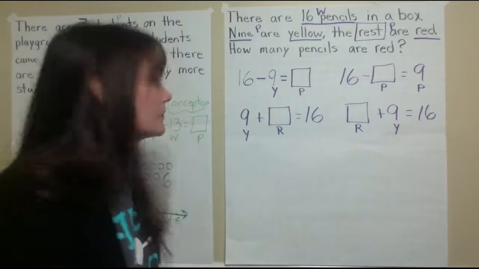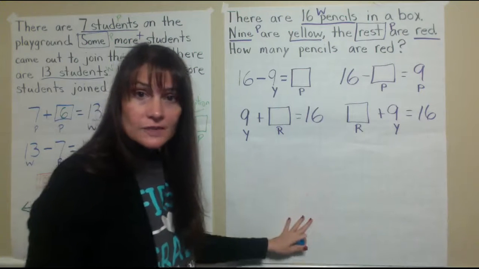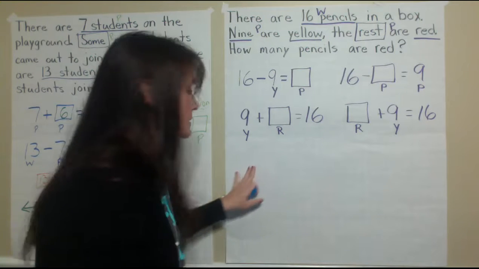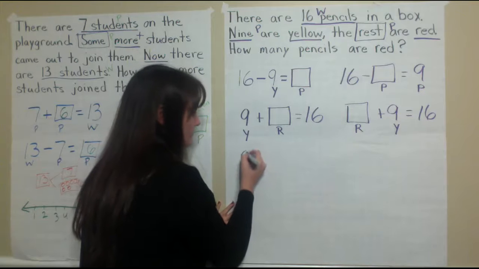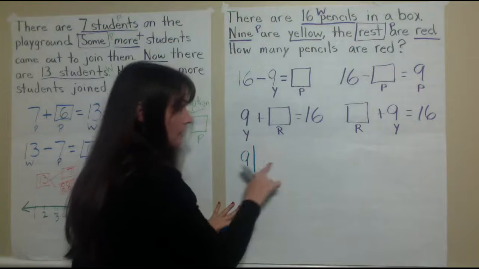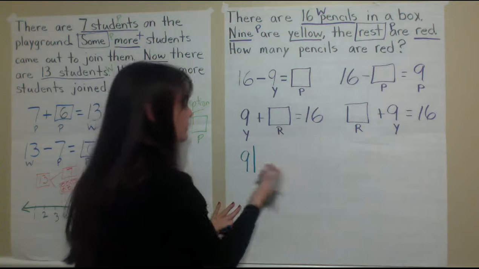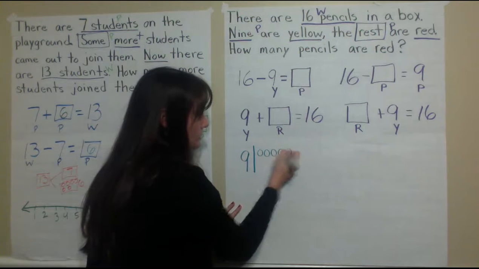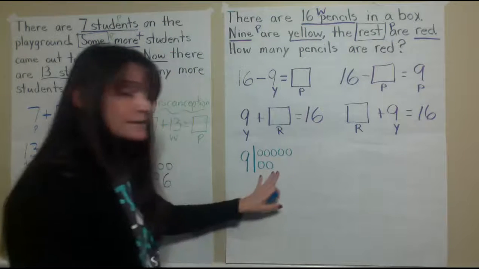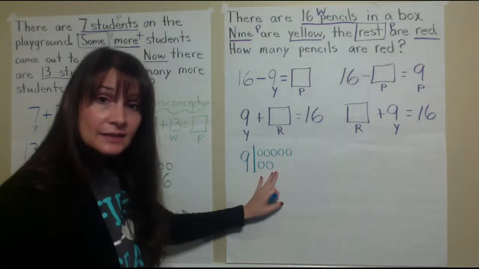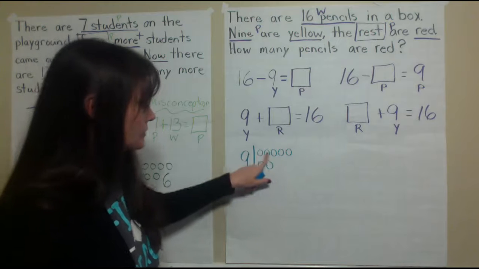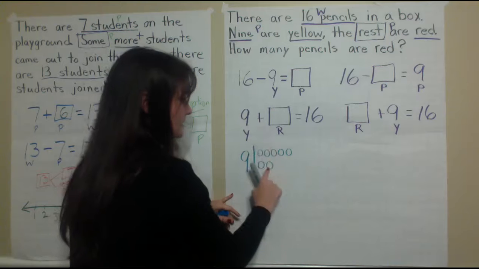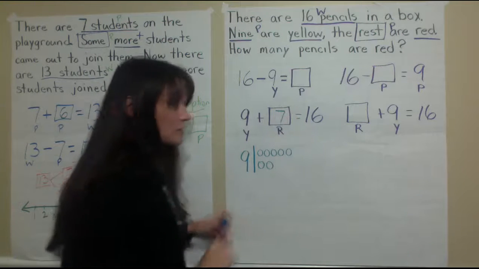Great thinking, guys. So I saw a lot of good models that people were using. One model I saw was using an addition sentence. They had 9 and they counted on until they got to 16. So let's do that. 9, 10, 11, 12, 13, 14, 15, 16. So how many would they need to get to 16? Let's count. 1, 2, 3, 4, 5, 6, 7. So 9 plus 7 equals our 16.